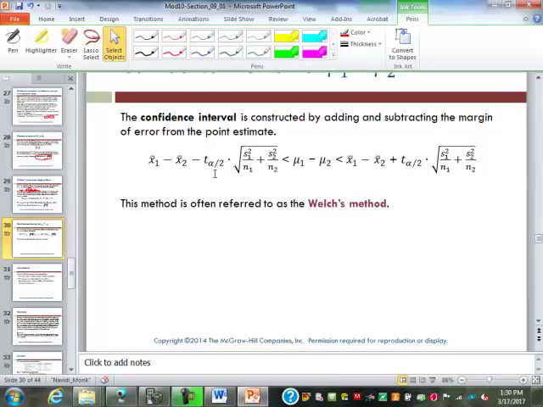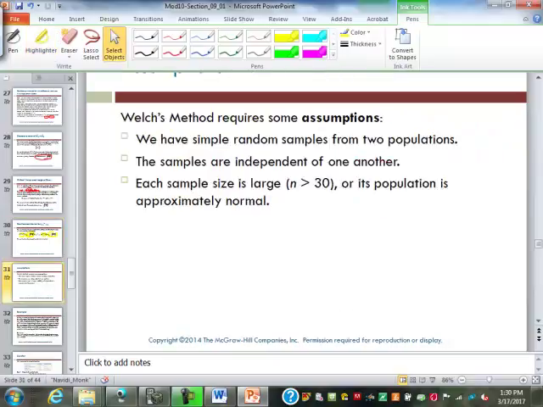So our confidence interval is going to be exactly what we saw before. It's our point estimate, the difference of the sample means, minus the margin of error, that's the T critical times our standard error, to the difference in our sample means plus that margin of error, which is T critical times our standard error again. We have to double check everything. The samples come from two populations, and they do. They're independent. Nobody qualifies for both samples, and that's true. And each sample is larger than 30, or the population is approximately normal.